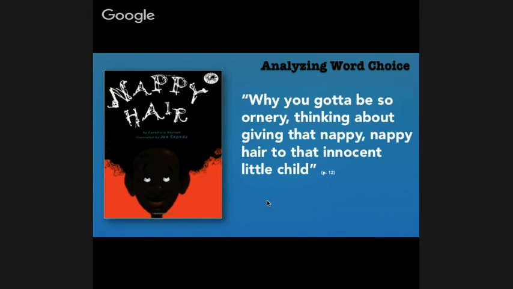So let's think about that first question. What is the knowledge claim the author is trying to make? Here, the knowledge claim appears to be that nappy hair is the result of someone being ornery. If we do a critical analysis of the word ornery, used in conjunction with nappy hair, we can assess that this pairing sends a message that nappy hair is not a good thing to possess.